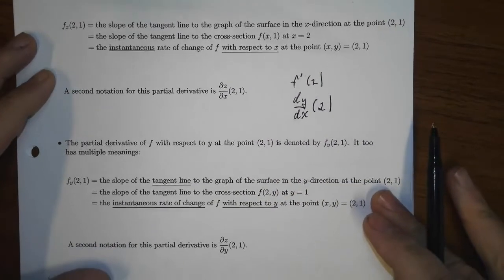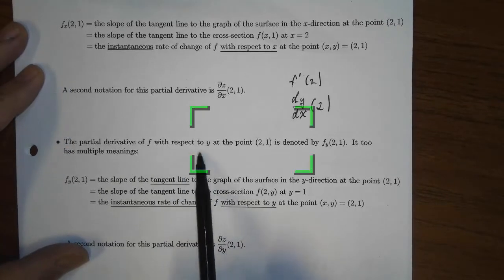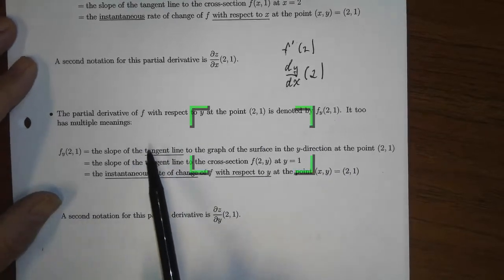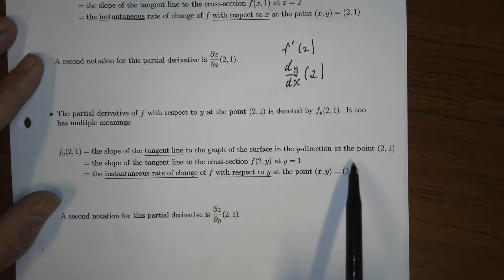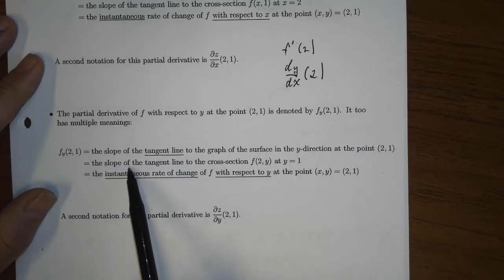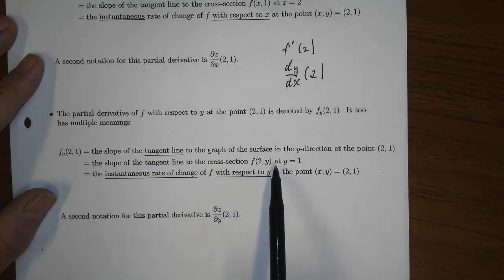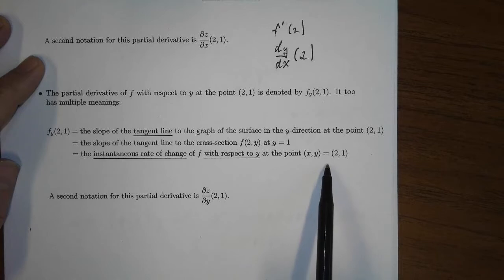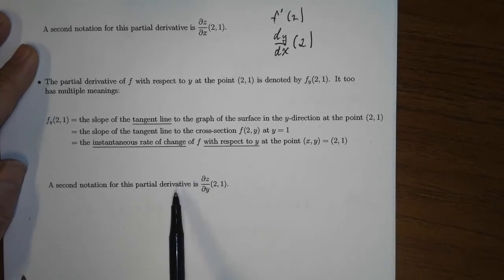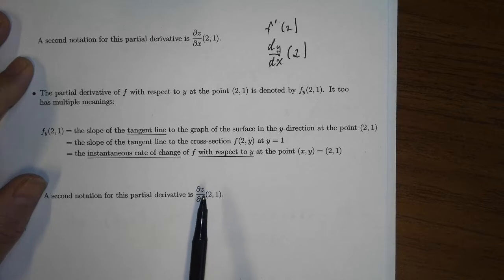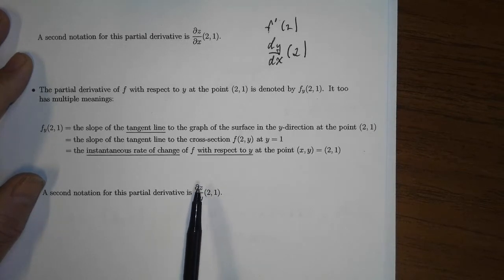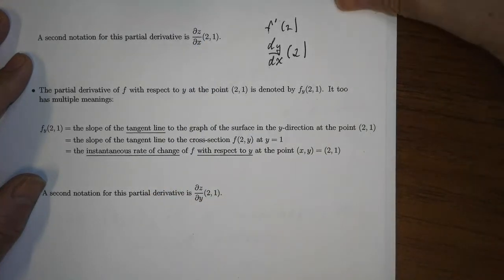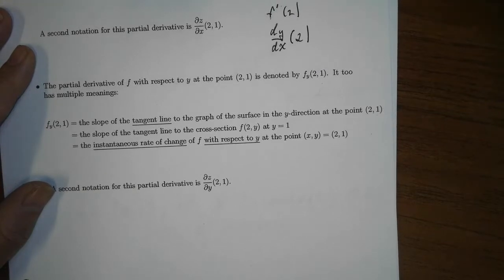So think about f sub x as being analogous to f prime, and think about this notation as being analogous to dy dx. Now the partial derivative of f with respect to y at the point is denoted by f sub y (2, 1). It has multiple meanings. It is the slope of the tangent line to the graph of the surface in the y direction at (2, 1). It is the slope of the tangent line to the cross-section, f of 2, y at y equals 1. It is the instantaneous rate of change with respect to y at the point (2, 1). And we can write this using the second notation, the partial of z with respect to y. So notice this is the partial of z with respect to y at (2, 1). This is the partial of z with respect to x at (2, 1).